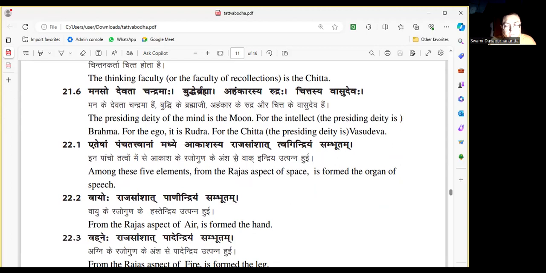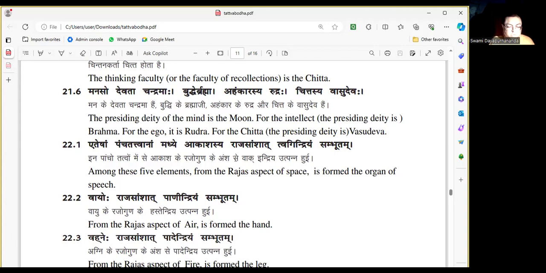Then he speaks about the Karmendriyas. We have read about the Gyanendriyas earlier, and how they were developed. Now come the Karmendriyas from 22.1. Here there is a small printing mistake also. We'll just go over that. Etesham Pancha Tattvanam Madhye Akashasya Rajasa Anshat Vak Indriyam Sambhutam. Here 'Tvag Indriya' is a printing mistake. It will be Vak Indriya, the organ of speech. So we need to correct that in 22.1. It has to be Etesham Pancha Tattvanam Madhye Akashasya Rajasa Anshat Vak Indriyam Sambhutam.